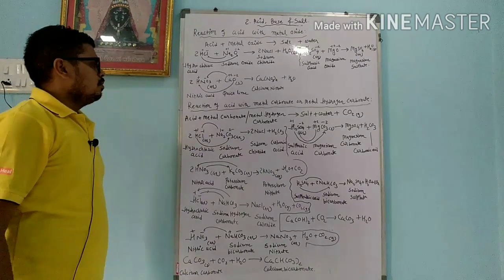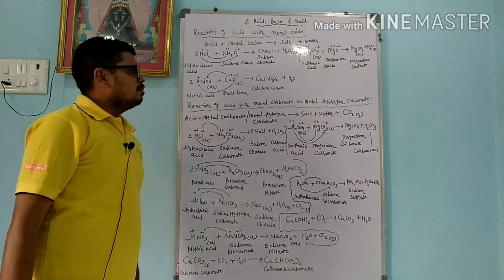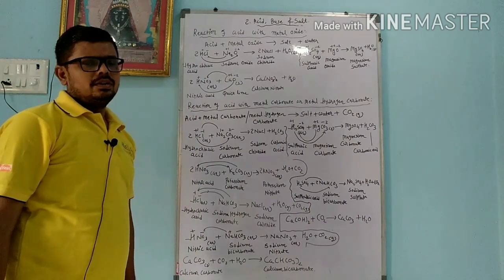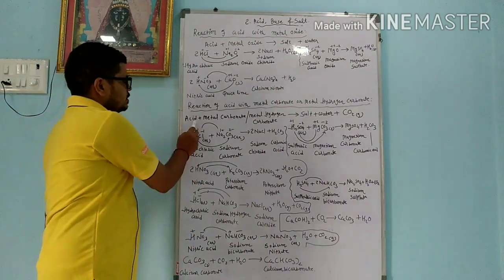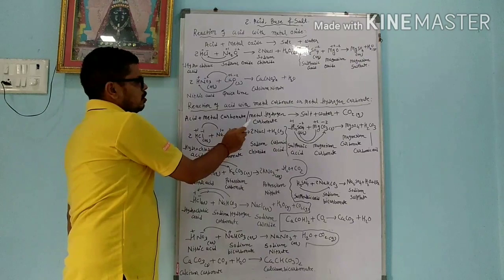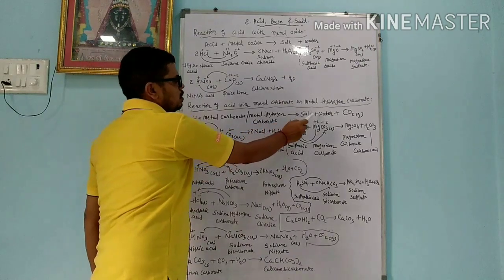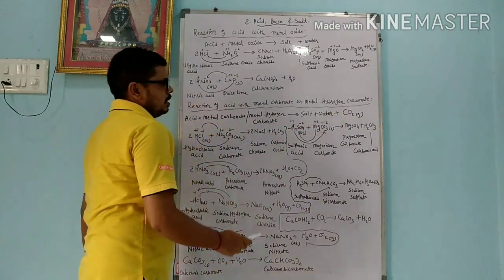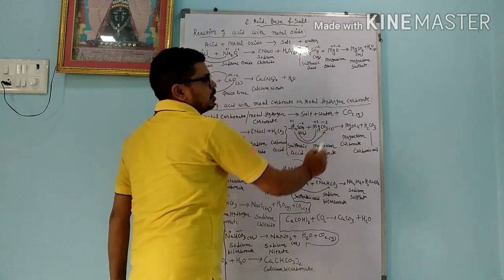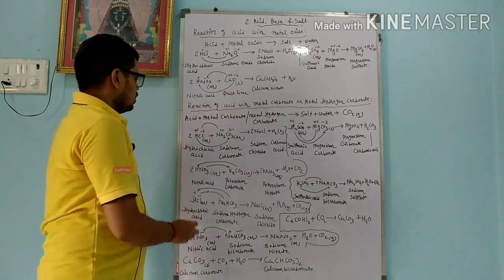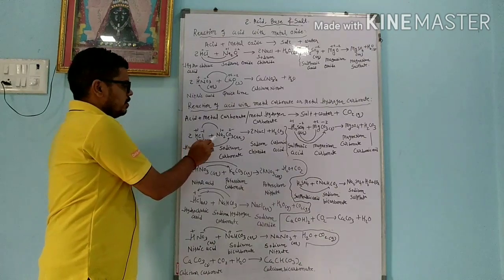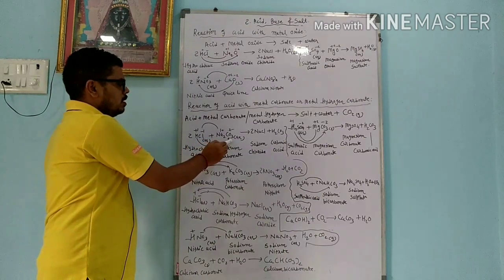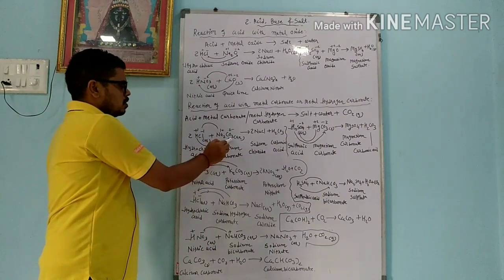Okay, reaction of acid with metal carbonate or metal hydrogen carbonate. Acid plus metal carbonate or metal hydrogen carbonate gives salt, water plus carbon dioxide. Instead of water plus carbon dioxide, you can also write carbonic acid. Here 2 mole of hydrochloric acid react with 1 mole of sodium carbonate. Sodium carbonate is also known as washing soda.